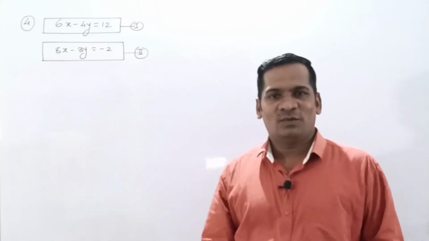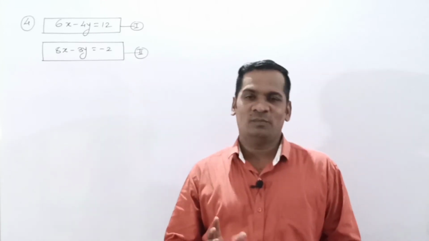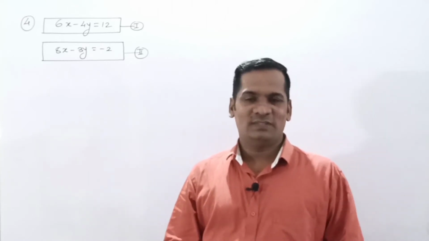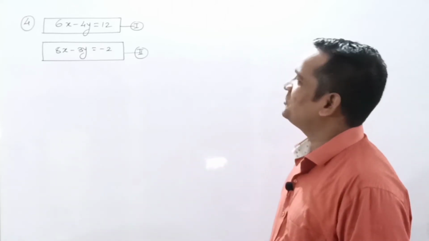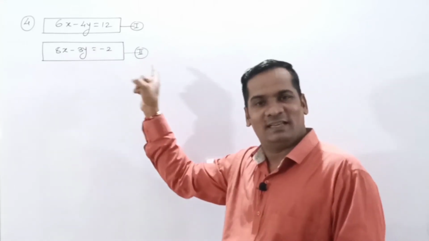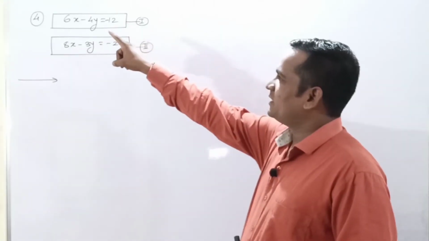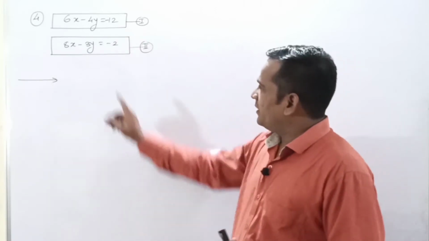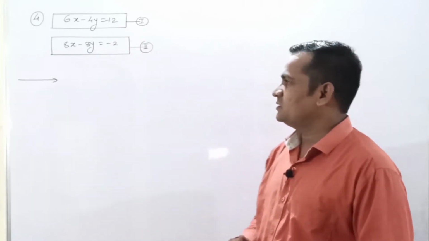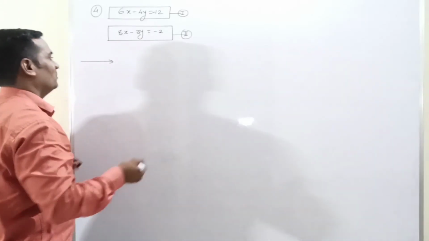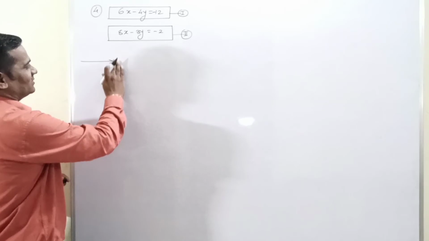So this is the fourth sub-question from question number 3, in which again we have to use Cramer's rule on these two simultaneous equations to find the solution. 6x minus 4y is equal to minus 12 and 8x minus 3y is equal to minus 2. So let's solve these simultaneous equations by using Cramer's rule.